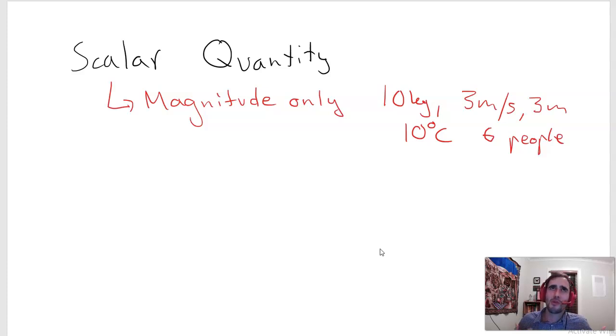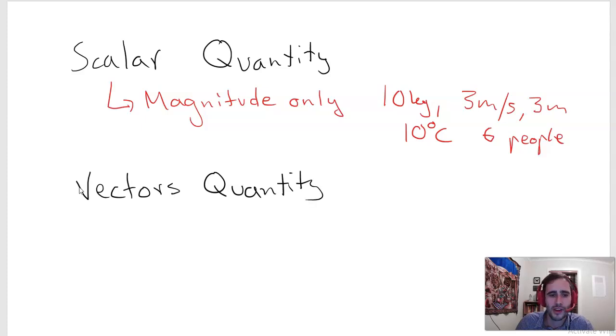But when we're talking about motion, we need to have an understanding of three-dimensional space. And so that's when something called a vector quantity comes in. Vector quantity is what we're going to be using a lot more in understanding the direction of something. And it has not only a magnitude, but it also has direction.